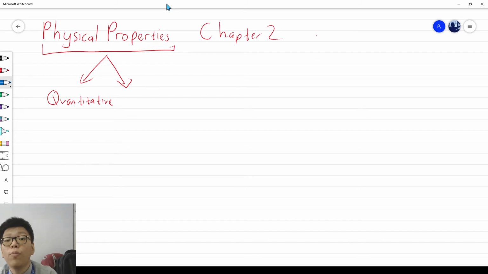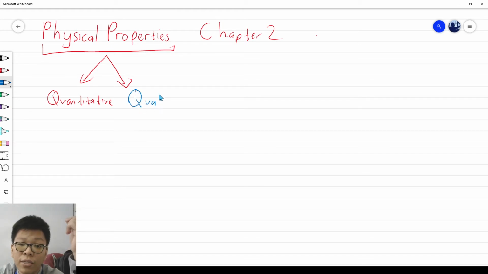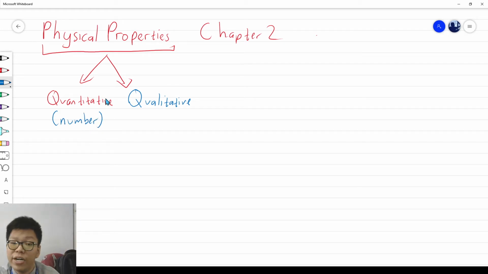Now, all of the observations we just made can be grouped into two things. The first one is quantitative. The other one is qualitative. What is the difference? Quantitative uses numbers. All that have numbers in it is a quantitative observation. For example, the mass, the length, the area, the volume, and so on. That is all quantitative.